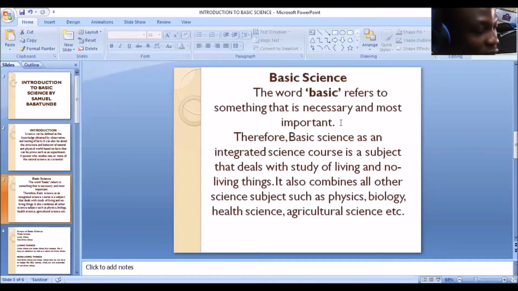So basic science covers all this and gives you a broad knowledge. It gives you a general understanding, a foundation of all these courses, so that by the time you are exposed to these courses, it won't look strange to you. That's the importance of basic science, being the subject that deals with what? Living and non-living things. You as a person, you're a living thing. So basic science is actually talking about you. Your environment also is made of non-living things. It's also talking about your environment, the weather, the climates, everything around you. So you see that basic science is actually an interesting subject that looks into man and his environment.